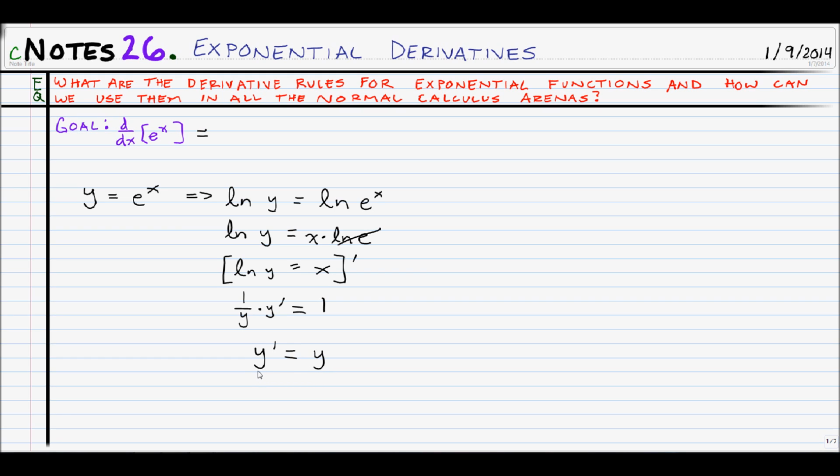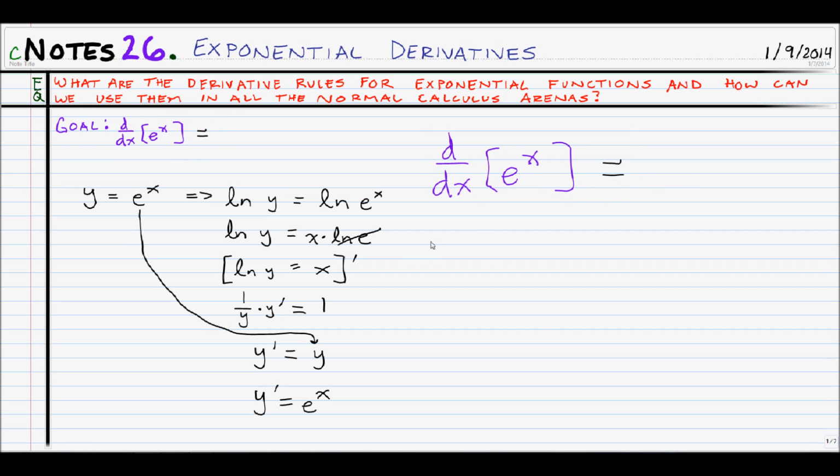Well, that's interesting. This says the derivative is equal to the original function. Well, that original function, back in the day, goes right in there. So it says that y prime equals e to the x. So as bizarre as this sounds, what we've taken out of this little excursion is that the derivative of e to the x is equal to none other than e to the x. This is a fact. This is something we're going to be able to use a lot going forward.